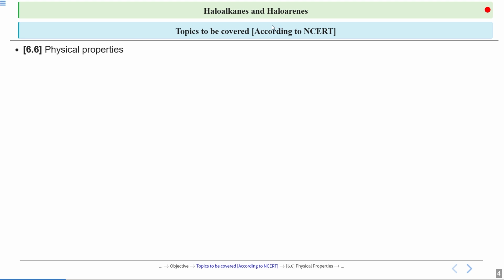Today, we are going to cover the topics according to the NCERT. The first section is 6.6 Physical Properties, in which we also cover two in-text questions, that we will also practice: in-text question numbers 6.4 and 6.6. So, let's start with the topic, section 6.6 Physical Properties.